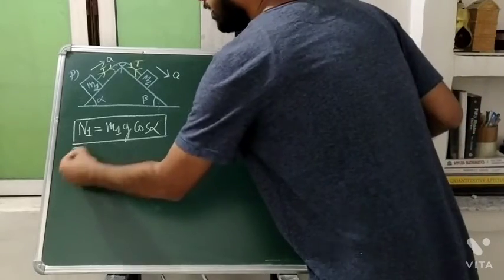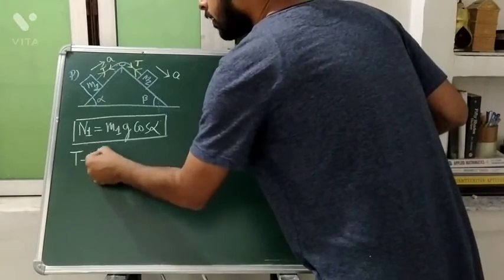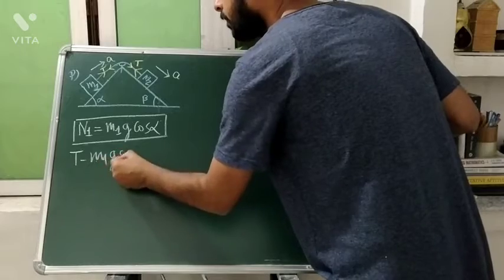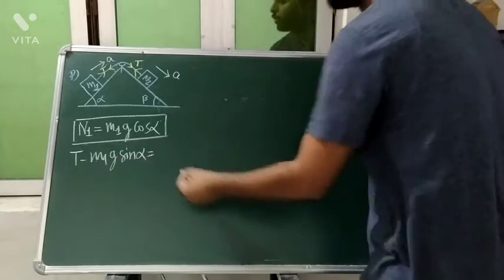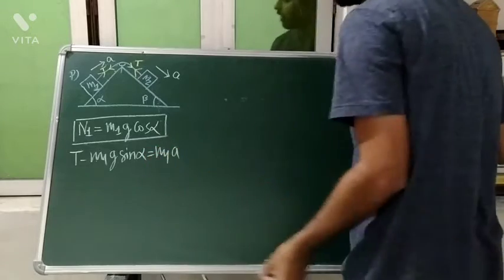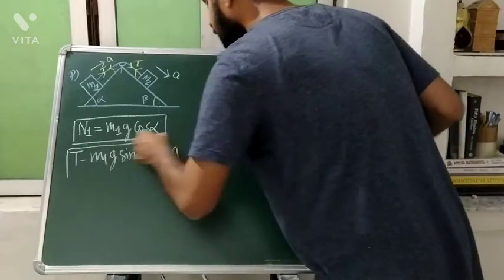So you can write T minus M1G sin alpha, that is F external, should be equal to what? Mass times acceleration.